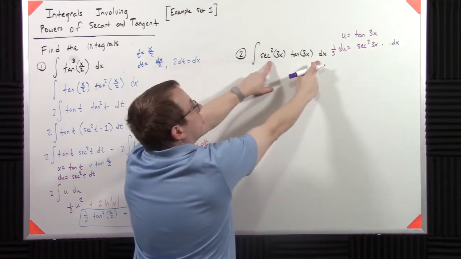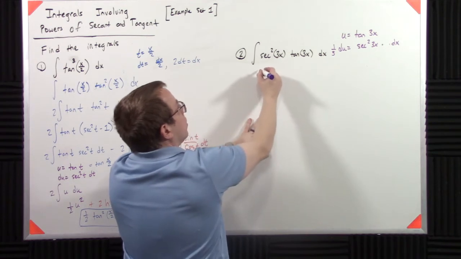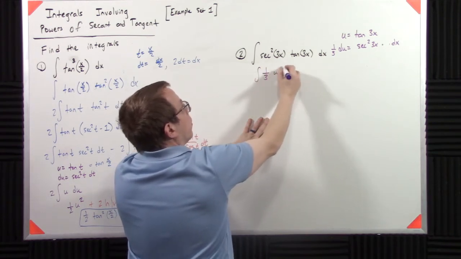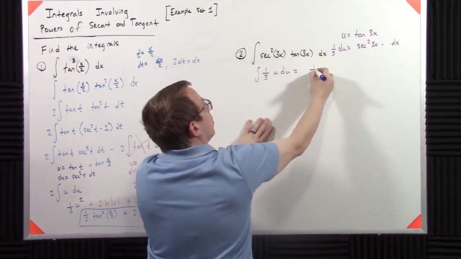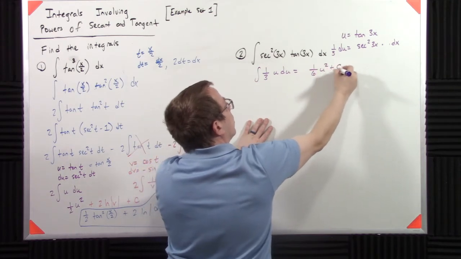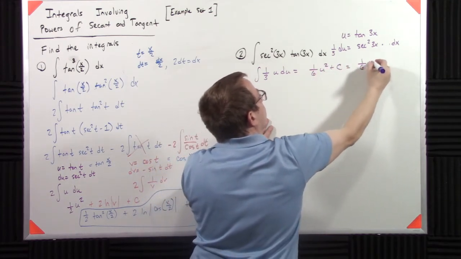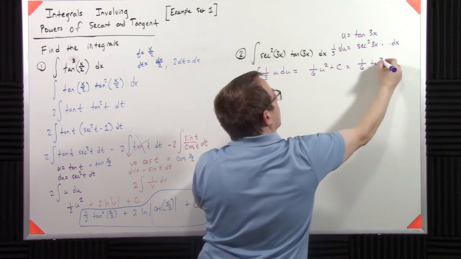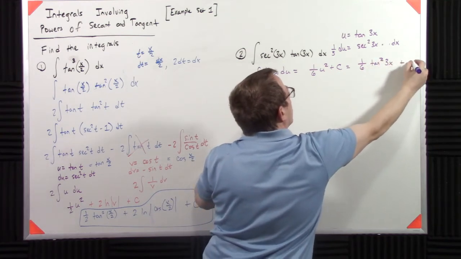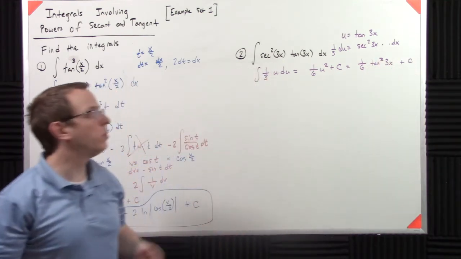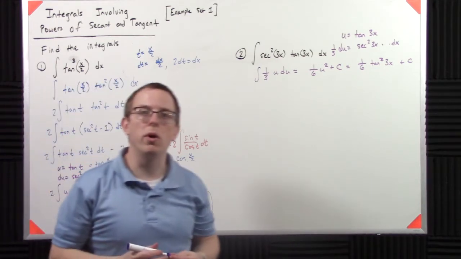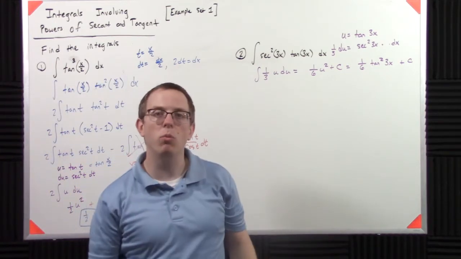So that gets absorbed. This becomes 1/3 u du, which gives one sixth tangent squared 3x plus c. Now that is one way to do it.